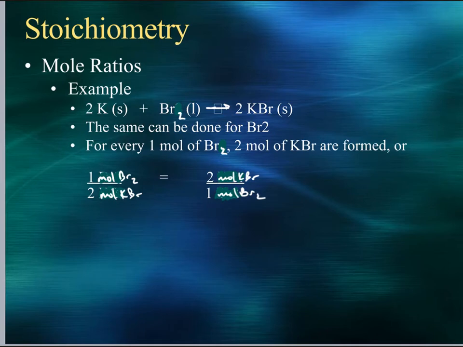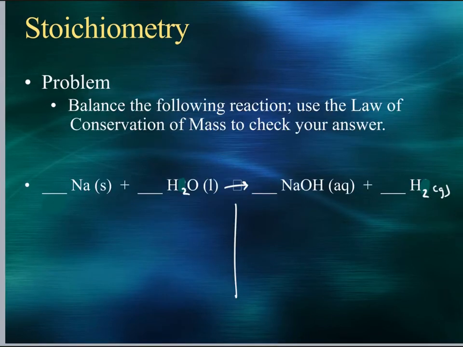Right, and then just one more here. We could have 1 mole of Br2 for every 2 moles of KBr, or 2 moles of KBr for every 1 mole of Br2, right? We can flip it, because those are equivalent values. All right, so what we are going to do here is balance this and then write out our possible conversion factors or mole ratios.